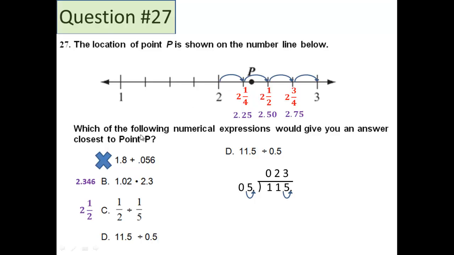23! Yo, this is 1, 2, 3. Yo, 23 is, I don't even know where it is, but it's far off this number line. That answer's crazy. So now I'm down to B and C. And I think it's no contest at this point. 2.5 is right here. 2.346, probably somewhere in there. That one is the closest answer.